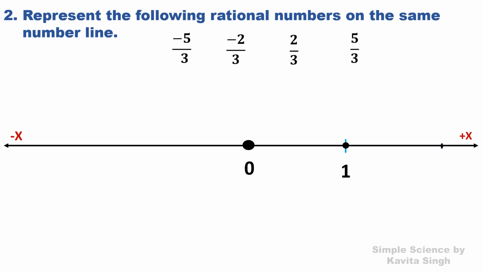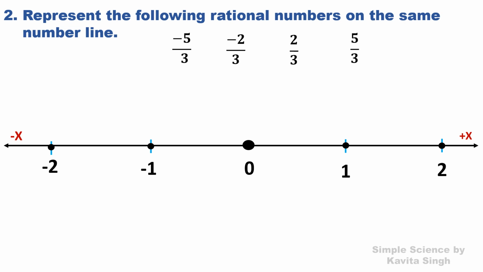So you write plus x. Now we have plotted 2 values, or we have drawn 2 numbers on the number line, 1 and 2. On which side? On the positive side or right hand side of 0. Similarly, draw minus 1 and minus 2 on the left hand side or on the negative side.